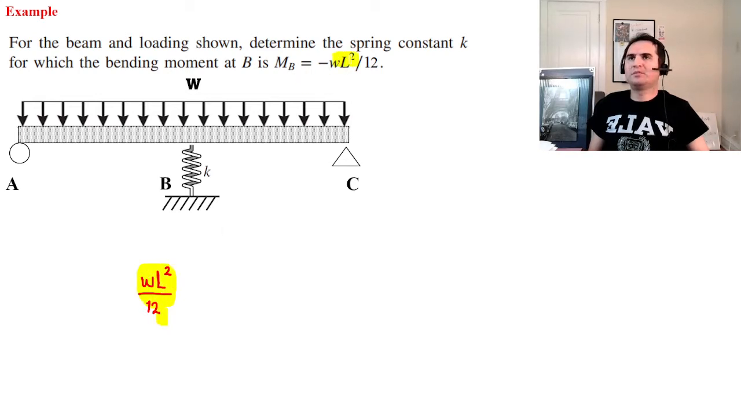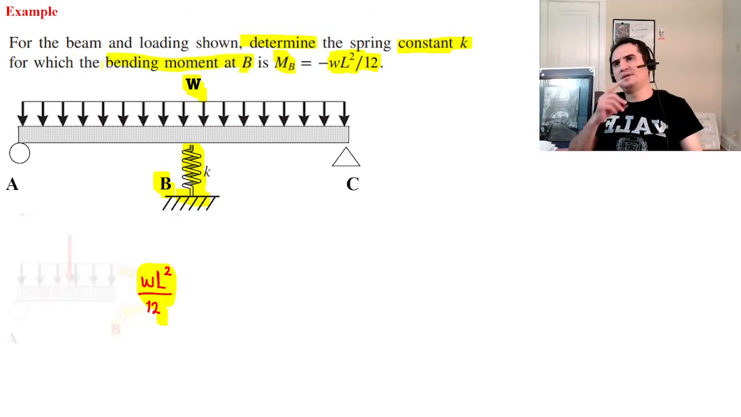It says we want to have a moment of negative WL squared over 12 at point B at the center. For the beam shown below, with a uniformly distributed load applied on the entire span, we also have a spring at the center. We want to determine the spring constant K for which the bending moment at B is given by the value below.